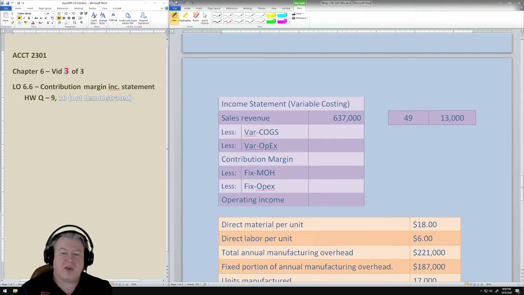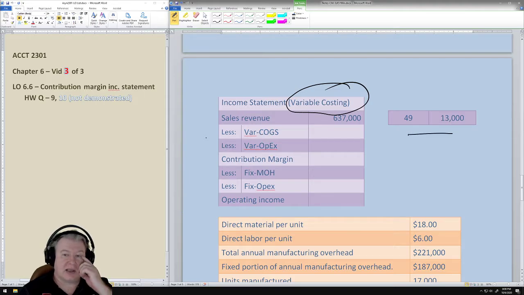So now we're going to move down to variable costing, and it doesn't look different, but notice we've got a couple more categories. We've got the sales revenue, and I'm not going to recalculate, that's done the same way, $49 times 13,000 sold. But you notice we've got two different things. Rather than having gross profit, we have an intermediate total called contribution margin.